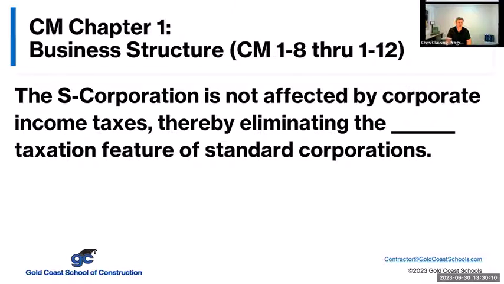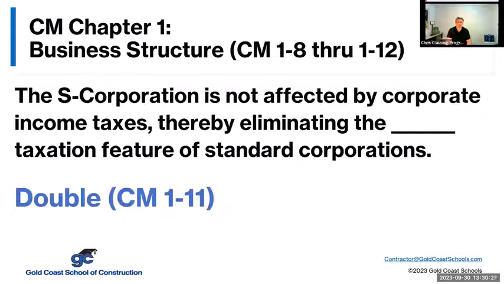The S corporation is not affected by corporate income taxes, thereby eliminating the double taxation feature of standard corporations. So let's see if we can find that in the book. And again, we're going to be on page 1-11. And that is the double taxation. So that S corp allows us to not have to pay that corporate tax, that any corporate profit gets passed through to the personal income tax in an S corp situation. And as an S corp, you would need to elect that status from the IRS. That's not something that's automatically done.